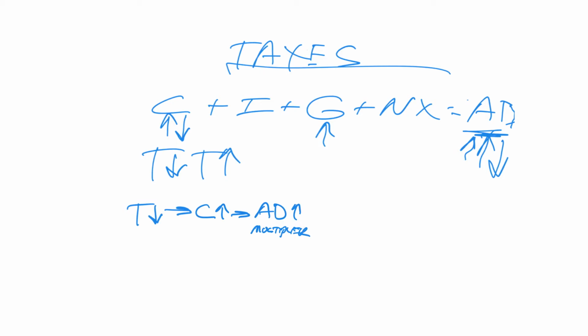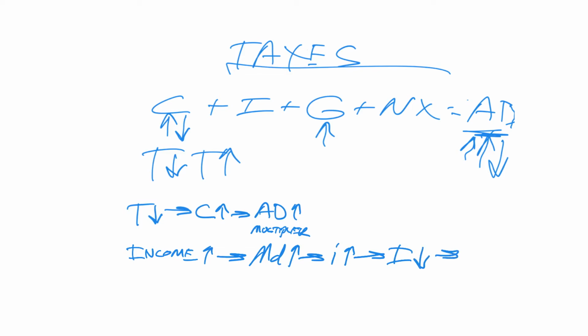Now, with the increase in aggregate demand, income rises, which means money demand rises, which would cause interest rates to rise, which would cause capital investment to fall, which would cause aggregate demand to fall.